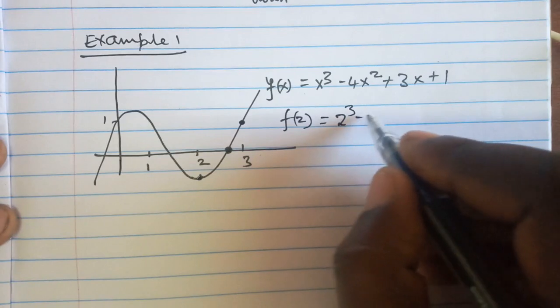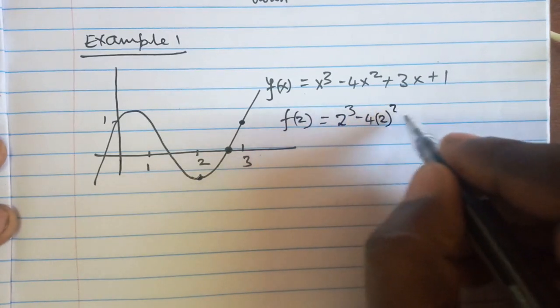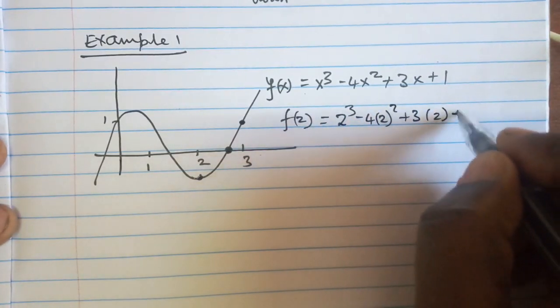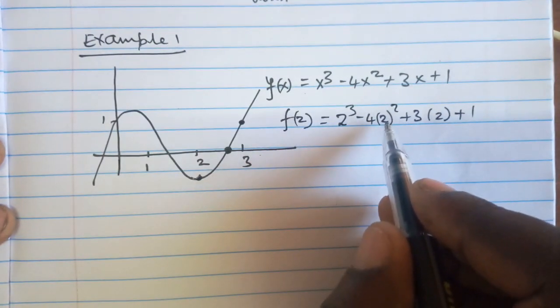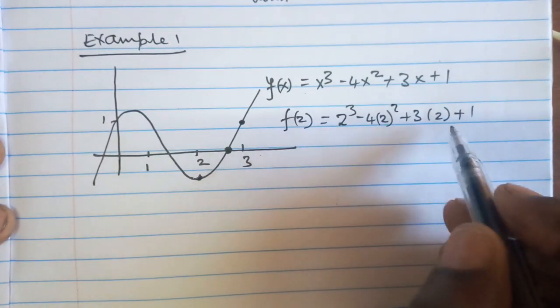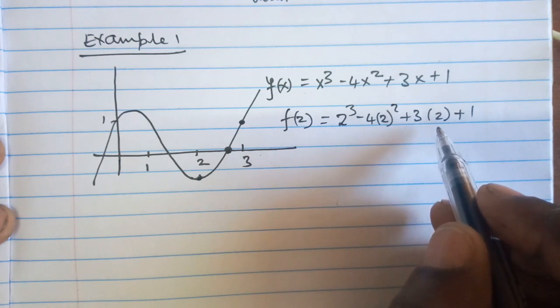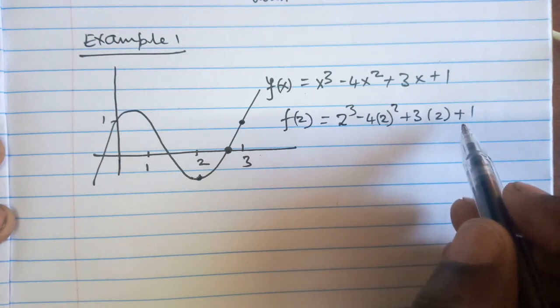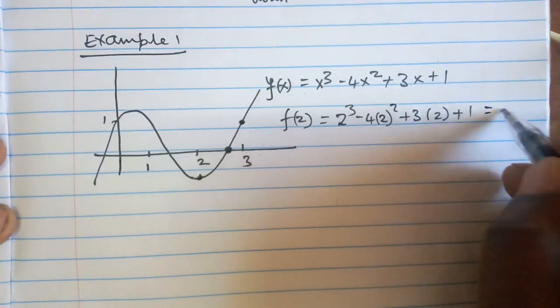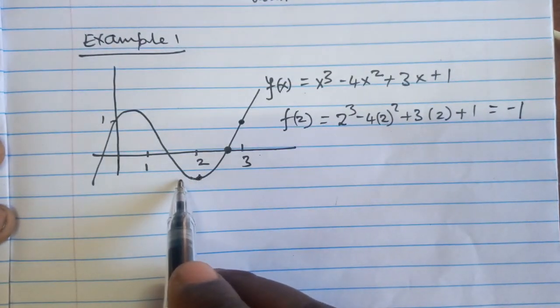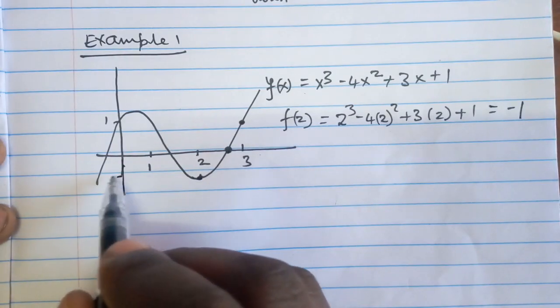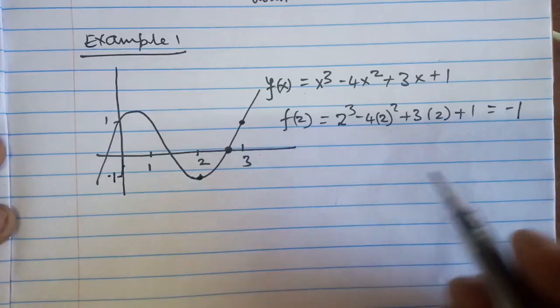So we can verify that f(2), when we substitute x in the function, is 8 minus 4 times 2 squared plus 3 times 2 plus 1. This is 8 minus 16, which is minus 8, plus 6 minus 2, plus 1, which is negative 1. When x is equal to 2, y is equal to negative 1.